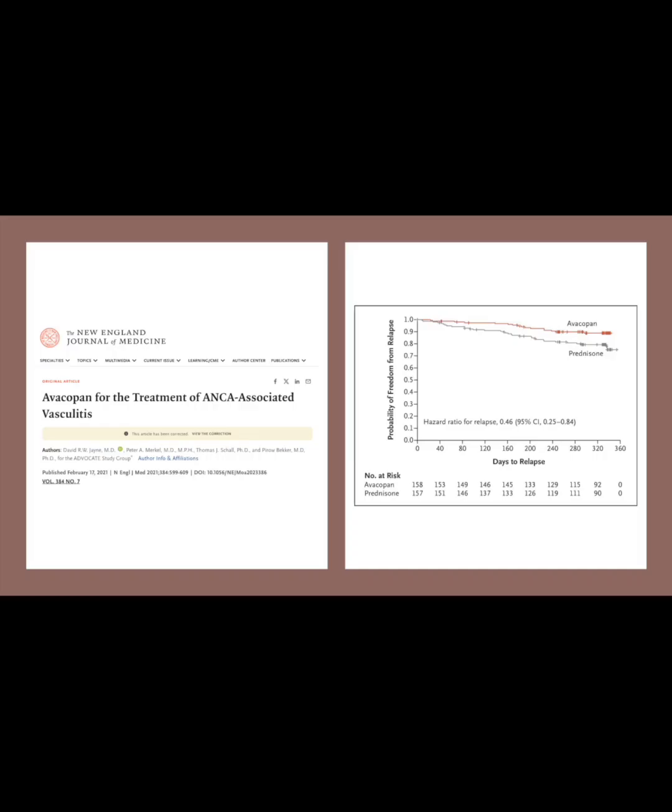Right, so let's go a little bit deeper into the ADVOCATE trial. This paper was published in 2021, and the study had 331 patients that either received cyclophosphamide or rituximab. They were assigned to either an arm receiving avacopan at 30 mg BD or glucocorticoids at 60 mg tapered to discontinuation at 21 weeks. The outcome was to see whether avacopan was superior or inferior to glucocorticoids, and they based this on clinical remission at 26 weeks and sustained remission at 26 and 52 weeks. And what the study showed is that avacopan was not inferior to glucocorticoids.